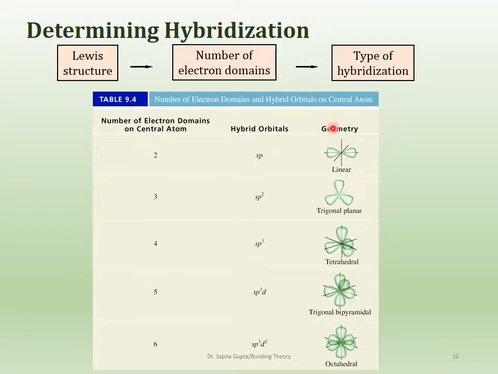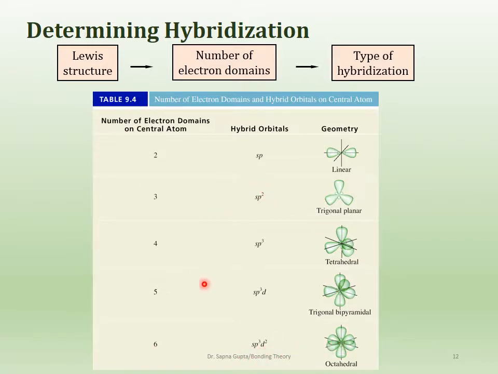This is not the shape of the molecule. Please remember that, two different things. So the electron geometry will be tetrahedral. If you have 5, then it would be trigonal bipyramidal, which is sp3d. And if you have 6 electron groups, that's octahedral, and that's sp3d2.